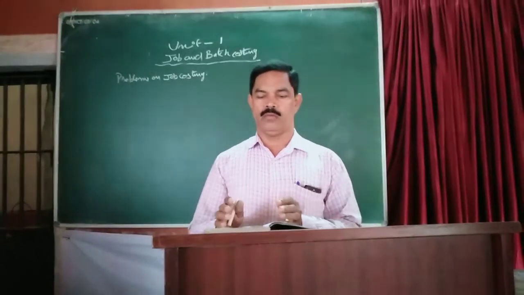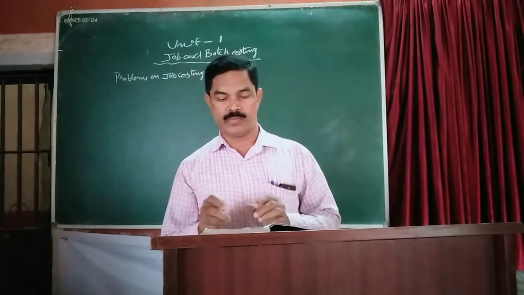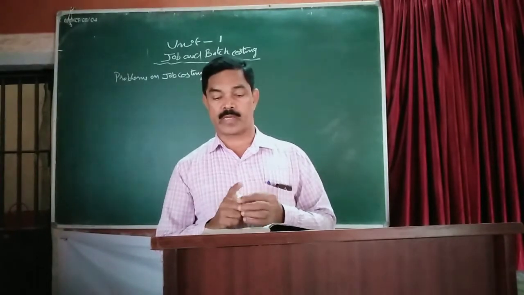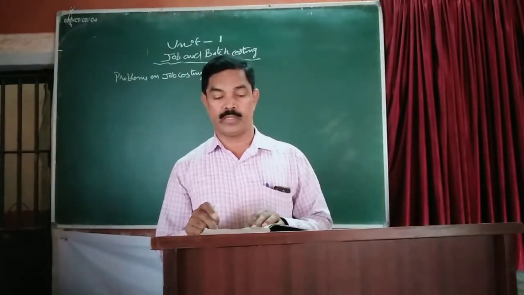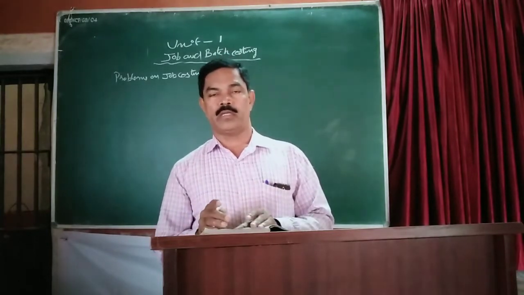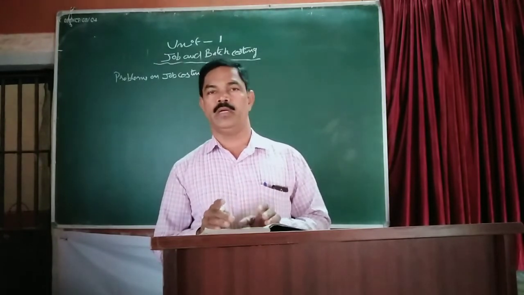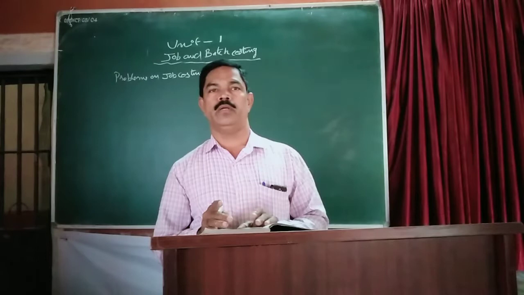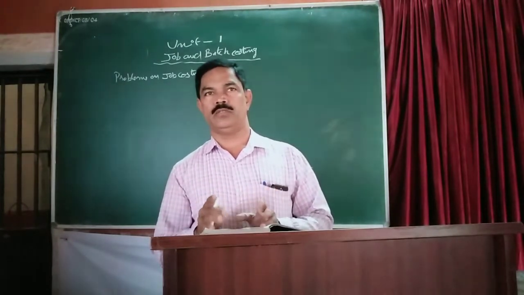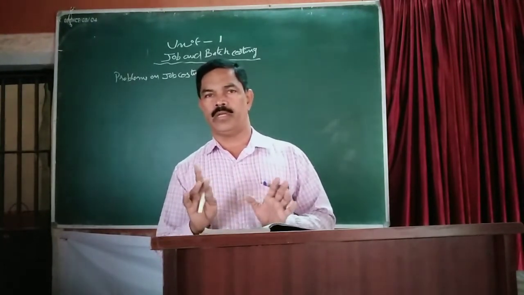Let us see how a job cost sheet is prepared. Here one problem is there. Problem number 1. The following information is extracted from the job ledger in respect of job number 100. Under job costing, for each job we give a number. The job number is very important, and on the basis of this job number we identify the job. So for the purpose of identification, each job is given a number.